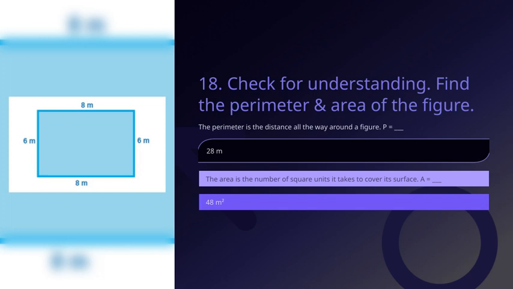Connecting this to our overall theme, understanding these measurements helps us solve real-world problems involving space and boundaries. So, when you see a figure, always ask yourself, what's the perimeter? And what's the area? This way, you get a complete picture of the shape's size and boundary.